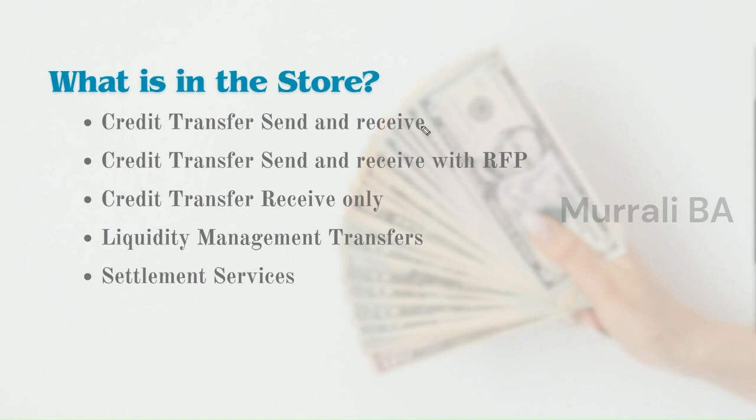Okay, let's talk about the first option, credit transfer, send and receive. In this option, let's say that your bank has opted for this service. Then you can send instant payment to your friend and also you can receive instant payment from your friends. Your bank does not limit any of this payment flow.